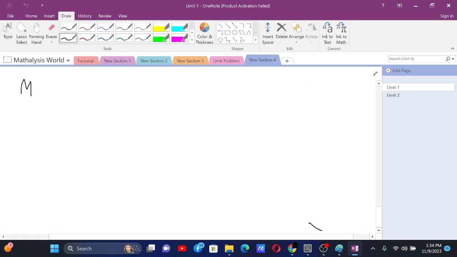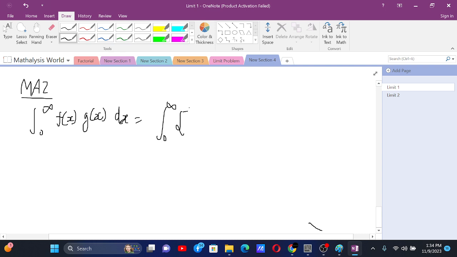Okay, about the MAZ identity. The integral from 0 to infinity of f of x g of x dx will be equal to the integral from 0 to infinity of the Laplace transform of f in the world of y, times the inverse Laplace transform of g in the world of y, dy. So one of them is a Laplace transform, the other is an inverse Laplace transform.